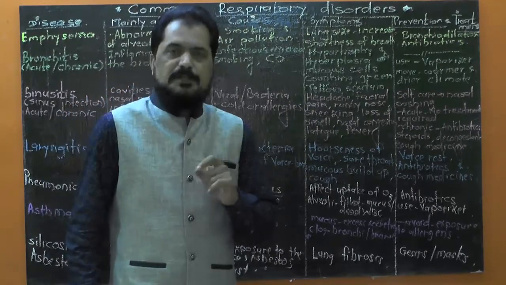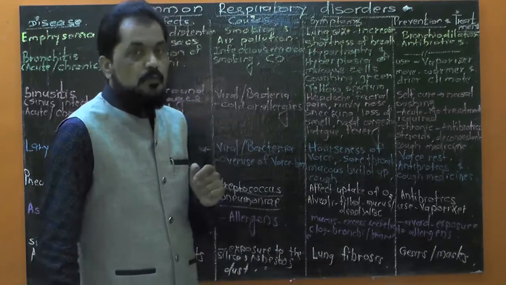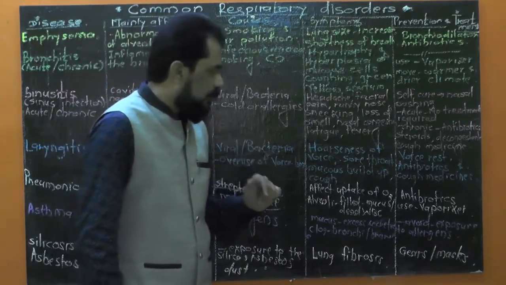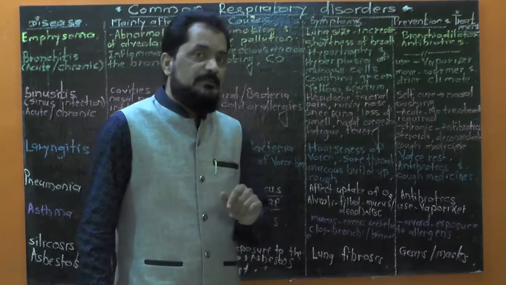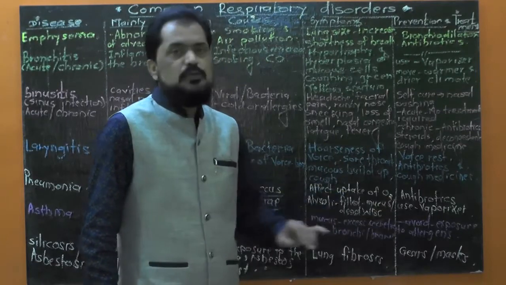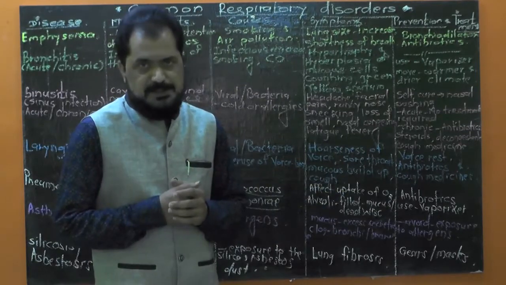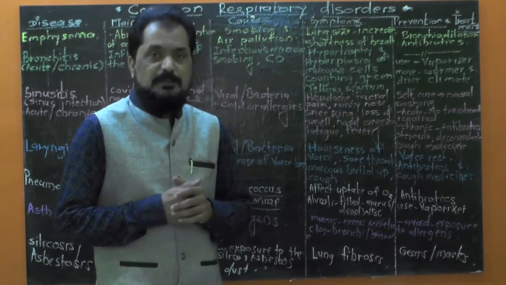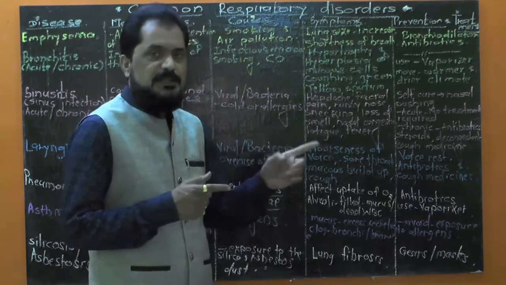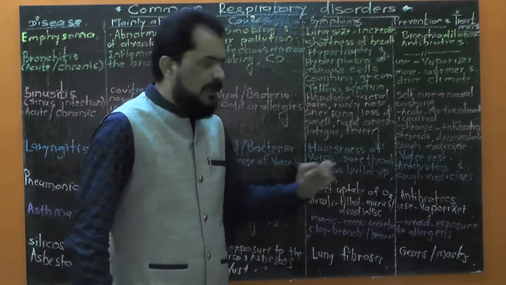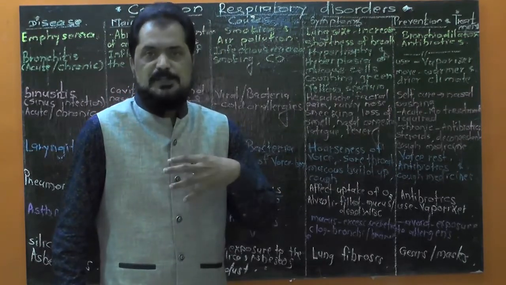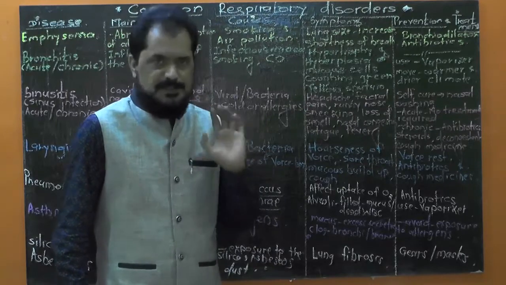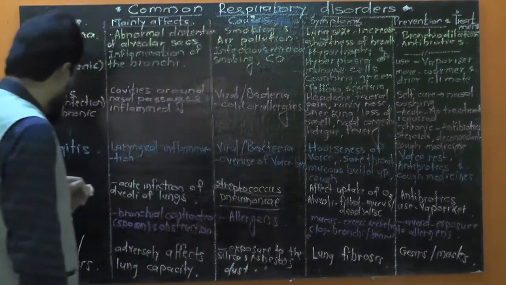What to do for treatment? What to do to cure? First of all, as it is a bacterial infection, the use of antibiotics is a must, especially penicillin, which is necessary for the treatment of pneumonia. Also the use of a vaporizer is advised. That's all about pneumonia.